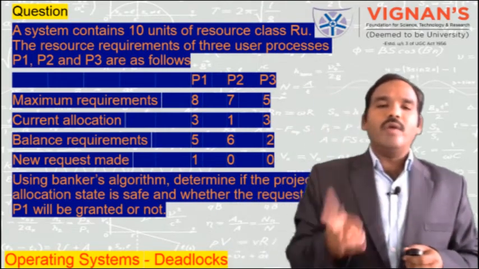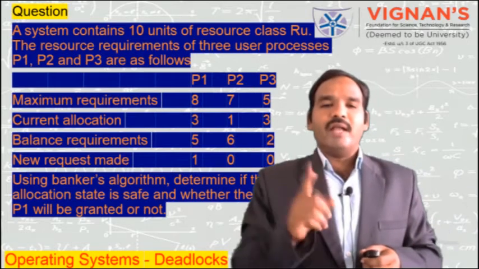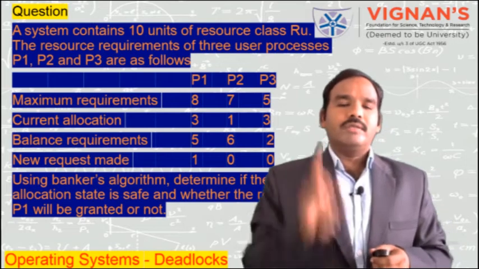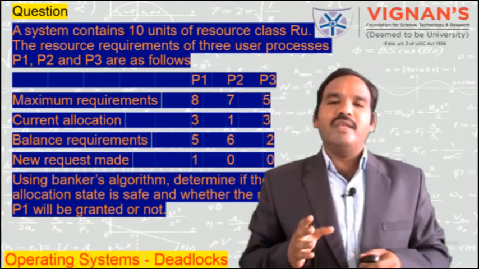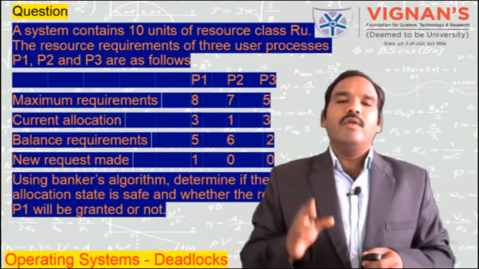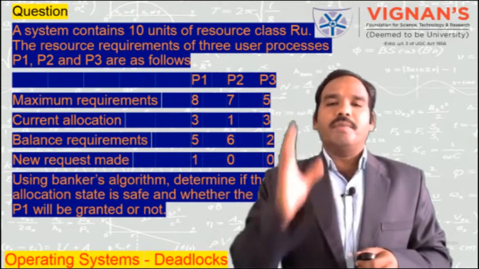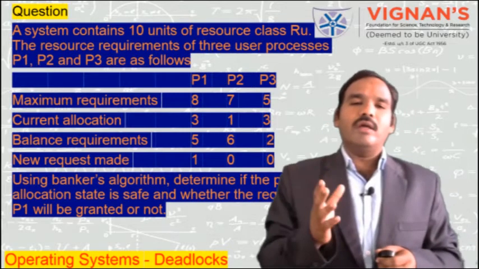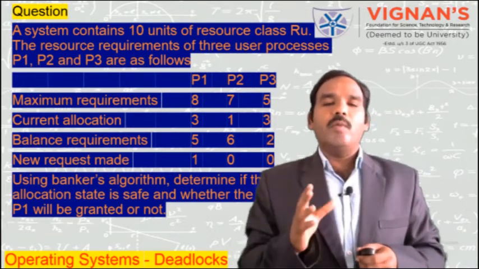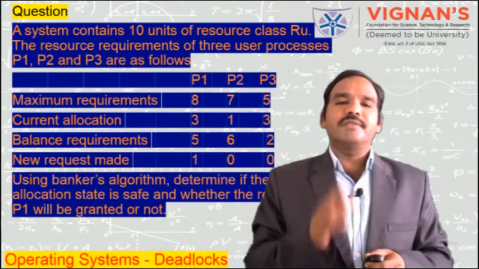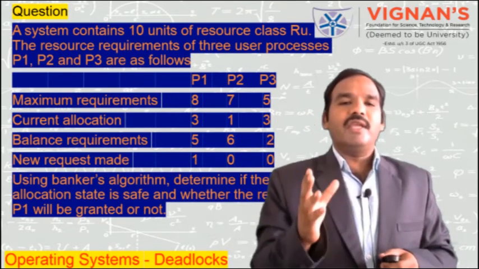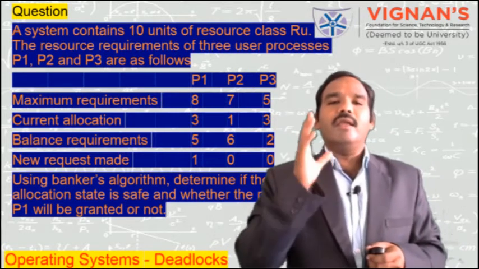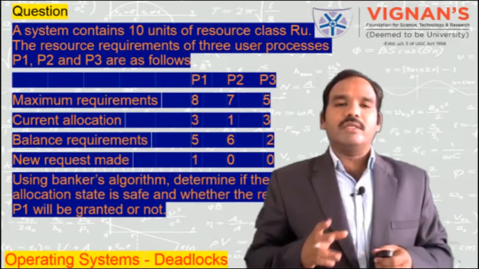Two questions. We have to apply 2 algorithms from the Banker's algorithm. One is the safety algorithm and another one is the resource allocation algorithm for a process Pi. Those 2 algorithms we are going to apply for this problem, and we are going to find the answer whether the system is in a safe state or not, or whether the P1 request will be granted immediately or not. These are the two questions they asked in this problem.